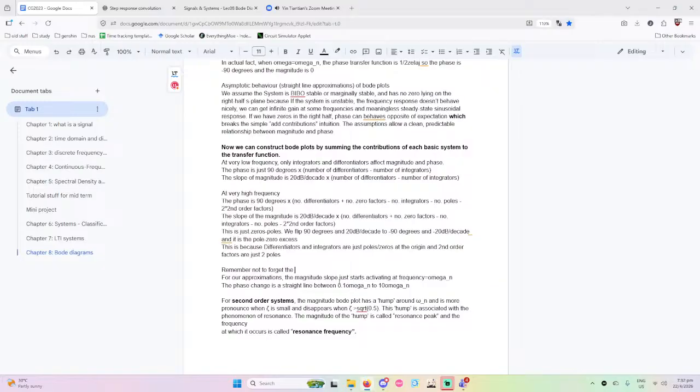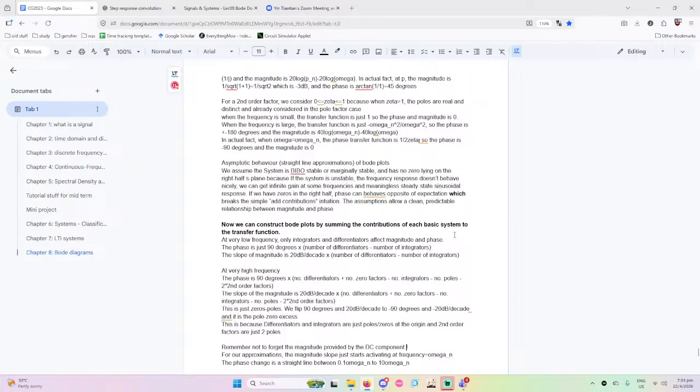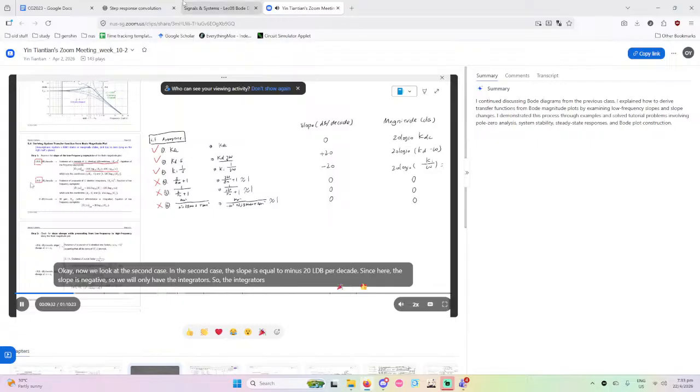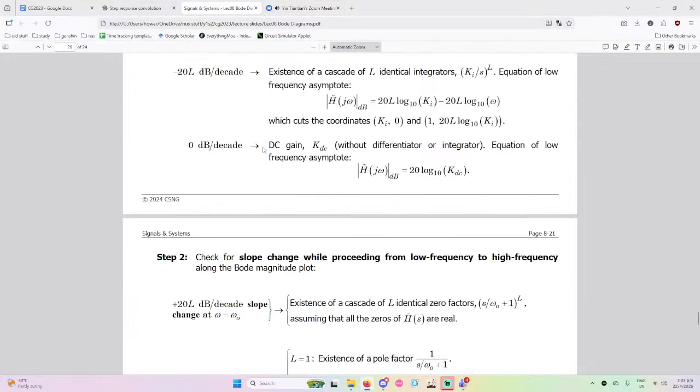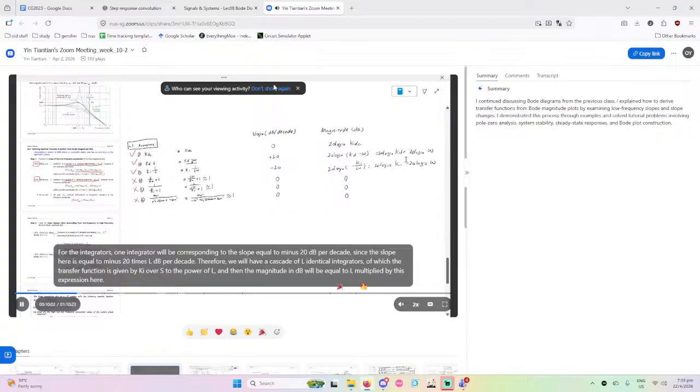Okay, now we look at the second case. In the second case, the slope is equal to minus 20L dB per decade. Since here the slope is negative, we will only have the integrators. For the integrators, one integrator corresponds to a slope equal to minus 20 dB per decade. Since the slope here is equal to minus 20 times L dB per decade, therefore we will have a cascade of L identical integrators, of which the transfer function is given by Ki over S to the power of L. And then the magnitude in dB will be equal to L multiplied by this expression here.